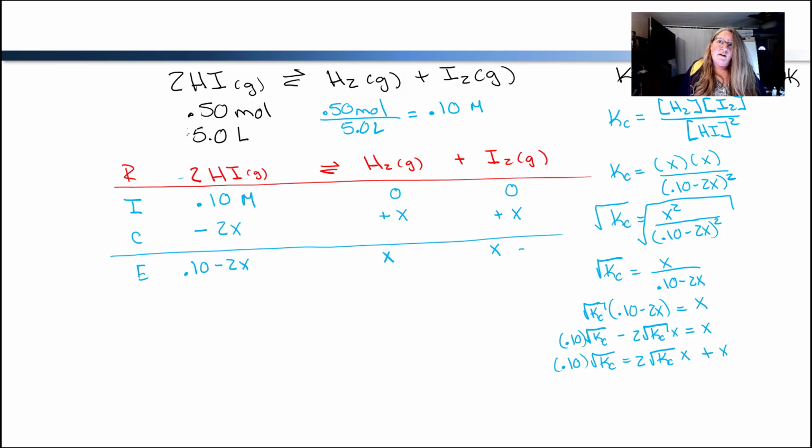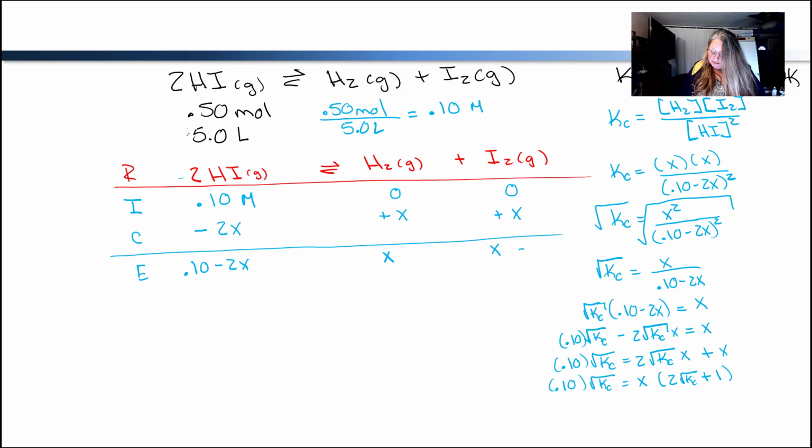This is just like 3x plus 1x, except they're not pretty numbers, right? If they're real easy numbers, you just combine the two. The easier way to avoid that, because we have ugly numbers, is just to factor the x out. So I'll get 0.10 times the square root of Kc equals, I can factor the x out, and what am I left with? I'm left with 2 square root of Kc plus 1.